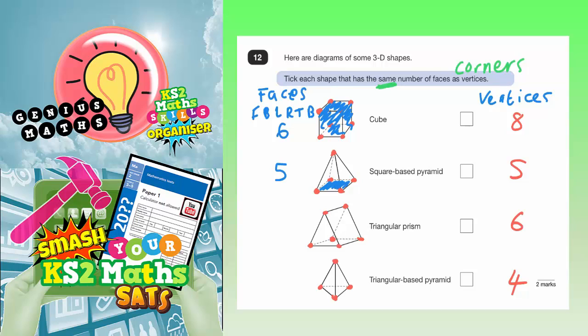A triangular prism has got a triangle at the front and a triangle at the back, but then it's got a rectangle along the bottom, so that would be 3 faces, and it's got 2 sides, 1 on the right and 1 on the left. So front and back is 2, plus 3 is the bottom, plus another 2 for the sides, which makes 5 altogether. And then finally, the triangular base pyramid. Well, there's 1 face along the bottom, which is a triangle. Because it's a triangle, it's got 3 sides. And there'd be a triangle going up each of the 3 sides. Plus the one at the bottom would make 4 faces.